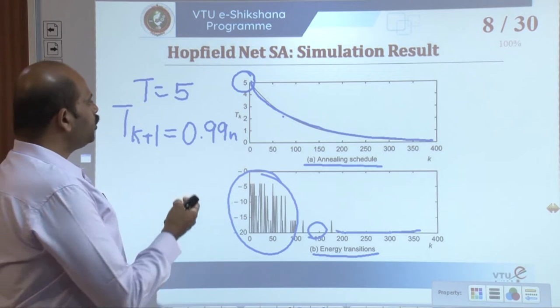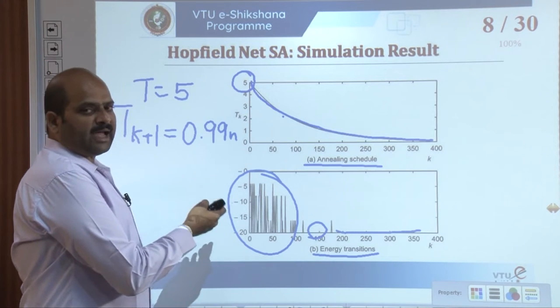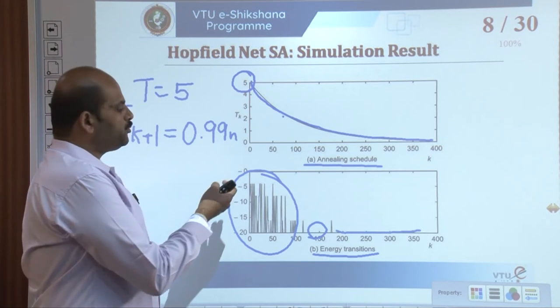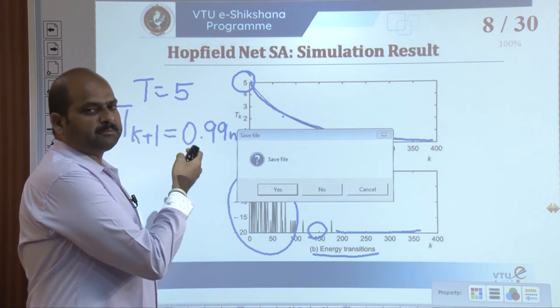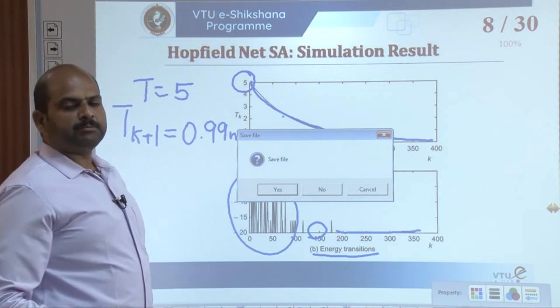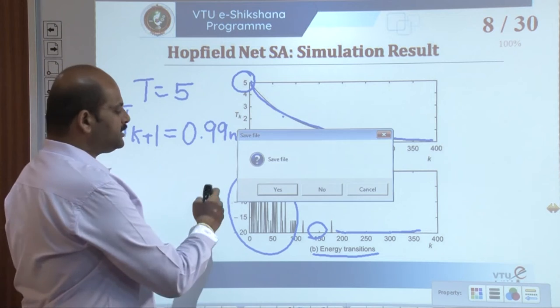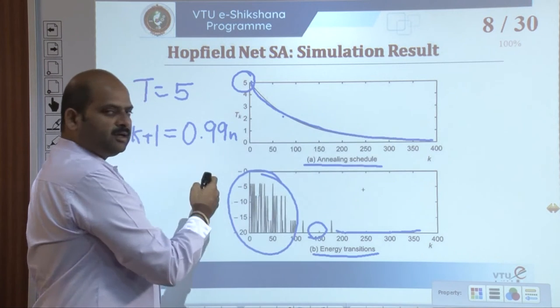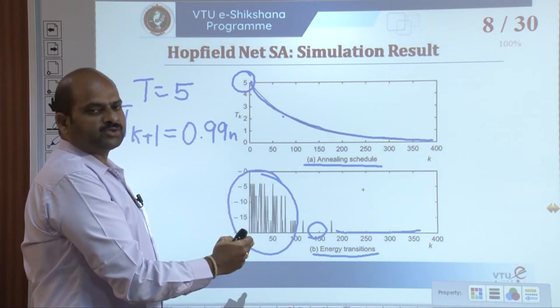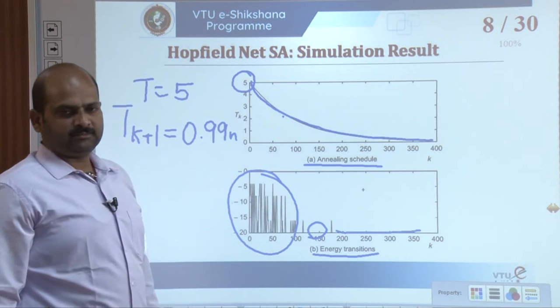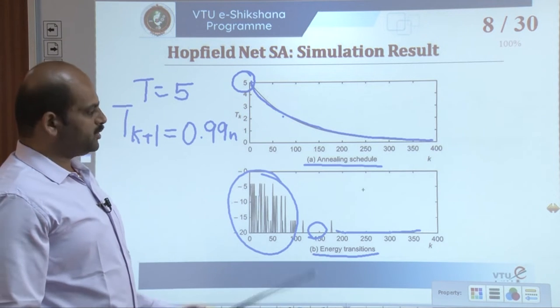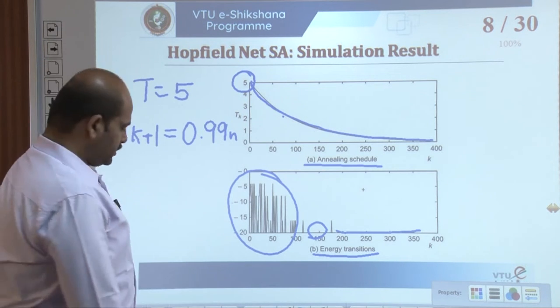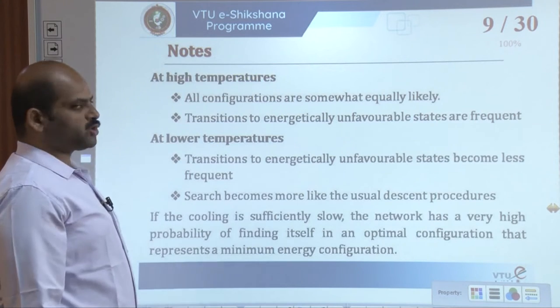This is a plot of the energy transitions made by the system during the annealing process. Understand, guys? At the higher temperature, the system makes more transitions. When the temperature is lower, the number of transitions to higher energy states becomes more infrequent. I hope that has been clear for you. Correct? Shall we move on to the next topic?